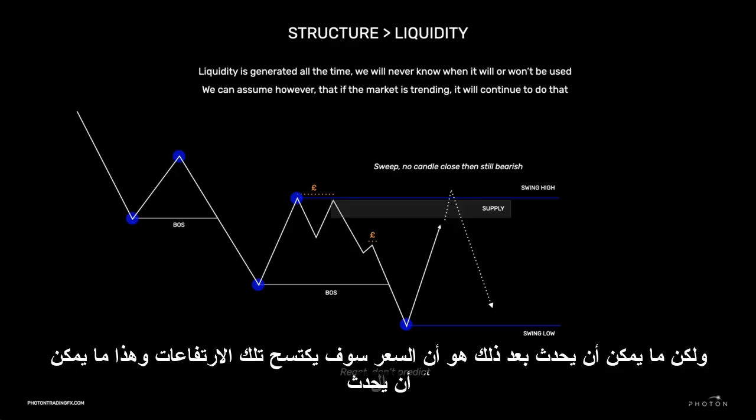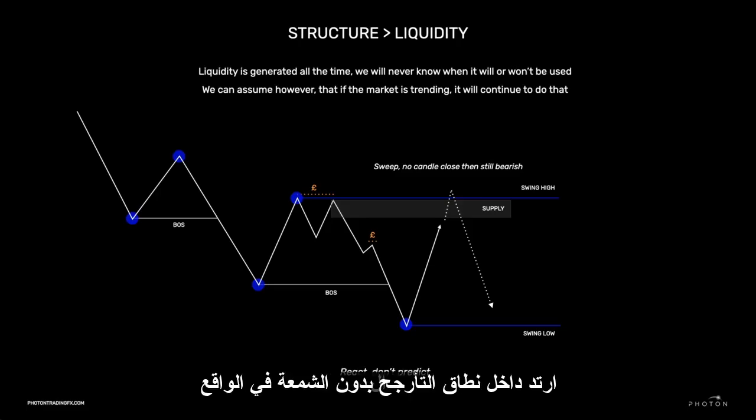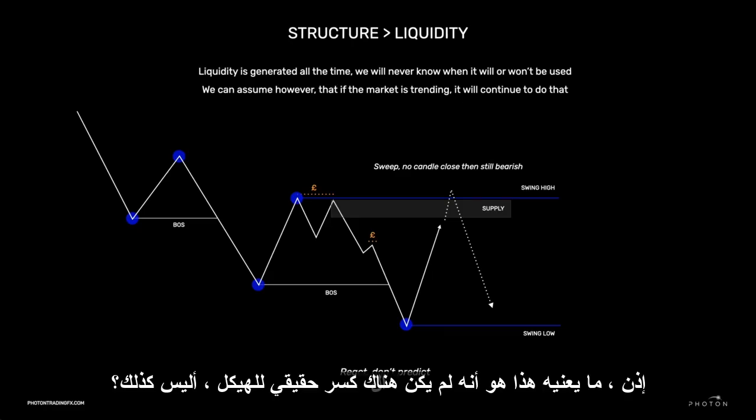But then what can happen is price can then sweep those highs and it can retrace back inside the swing range without the candle actually closing above the swing high. So what this means is there was no true break of structure, right?